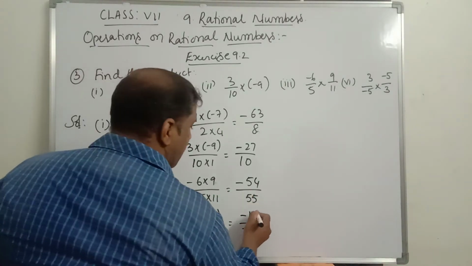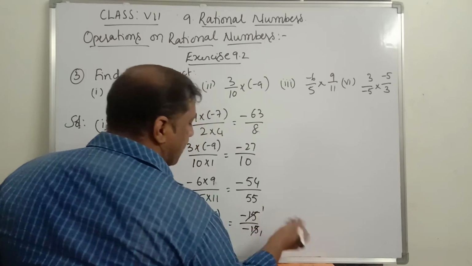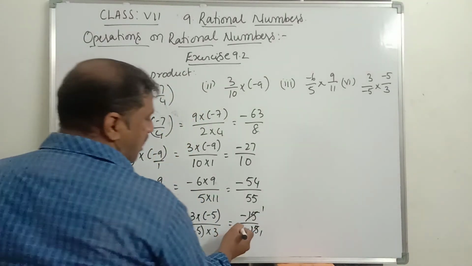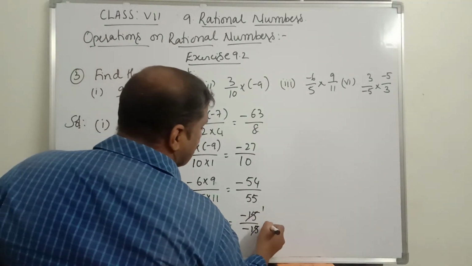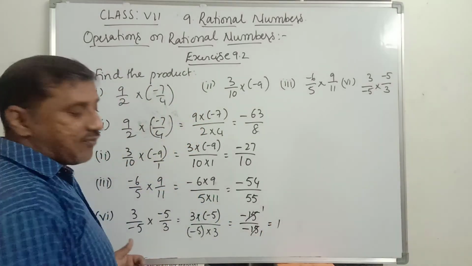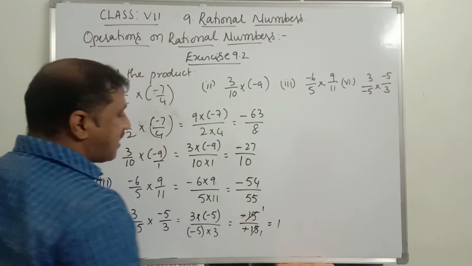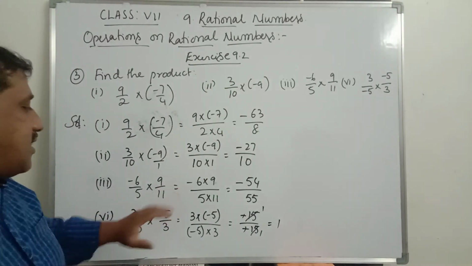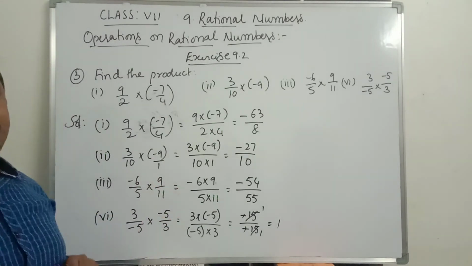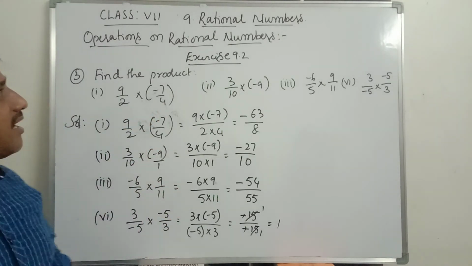That is 15 ones are 15. 15 ones are 15. We can divide with the 15, and minus 1 divided by minus 1 equals 1 we get. That is, minus and minus will be cancelled. We will get 1. So this is the product. Like this we will find the product of rational numbers.